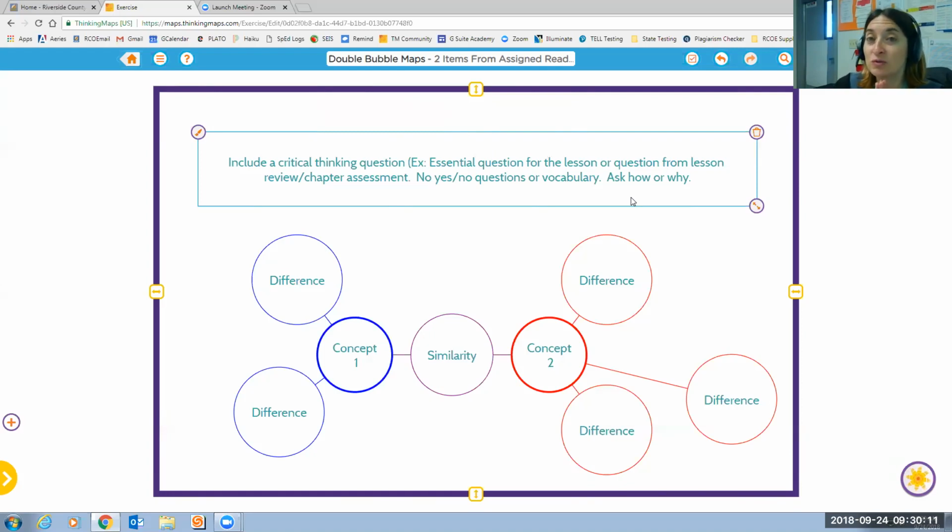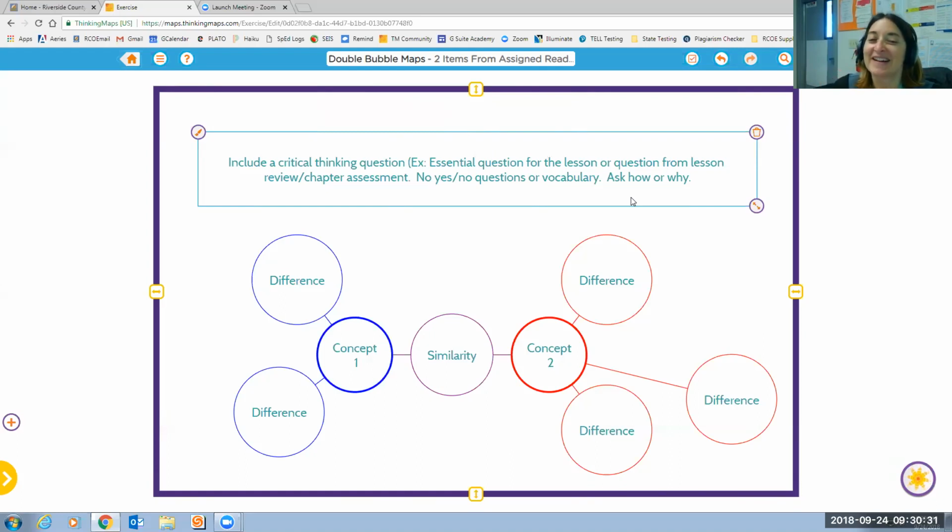Or perhaps you want to ask a question that connects what you're studying with something else you studied. So if you're comparing and contrasting two characters from your novel, your question might ask how the struggles of these characters are related to your unit theme. That was a big leap, right?